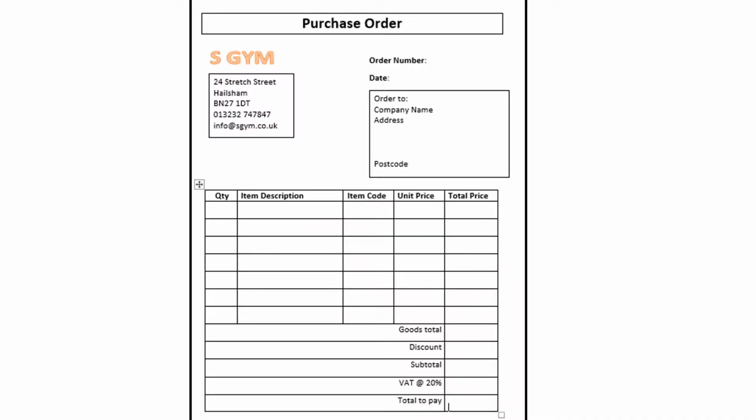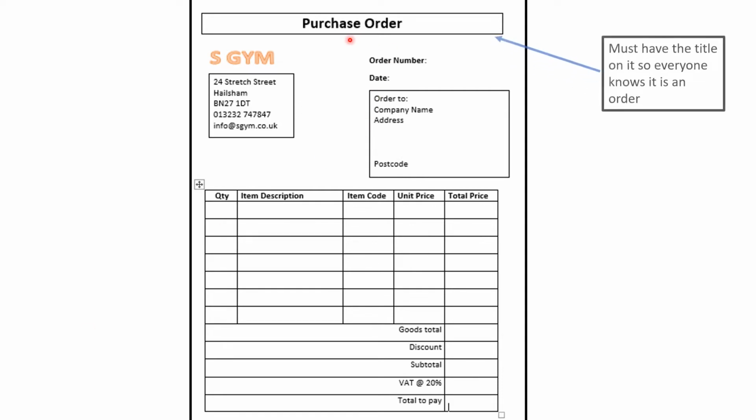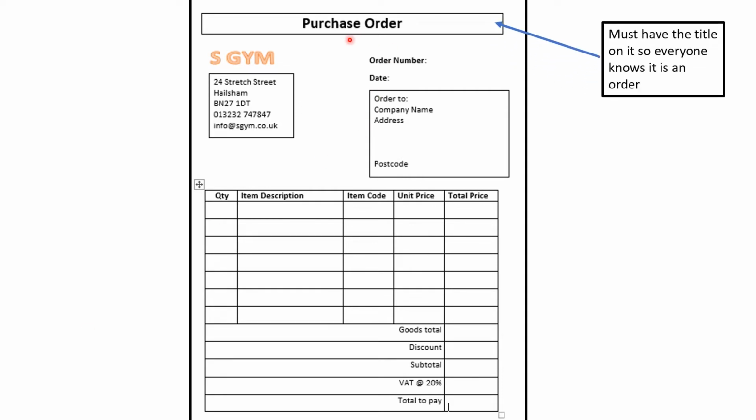So this is a purchase order. Firstly, right at the top, it must have the title purchase order, so everyone who sees it and looks at it knows what's on this piece of paper. Seems obvious, but we could forget it.